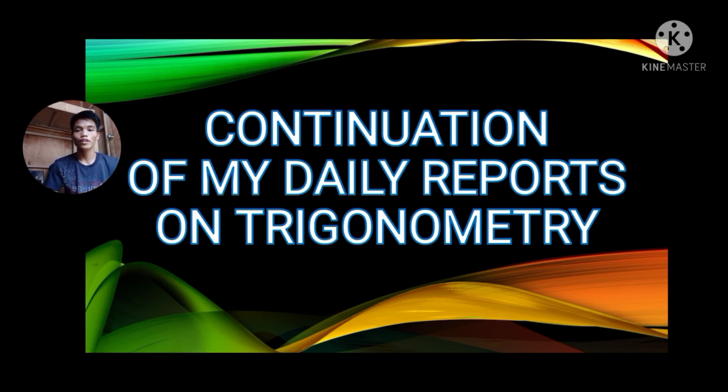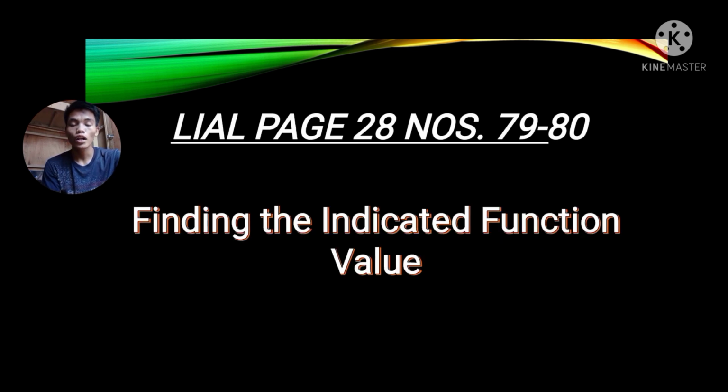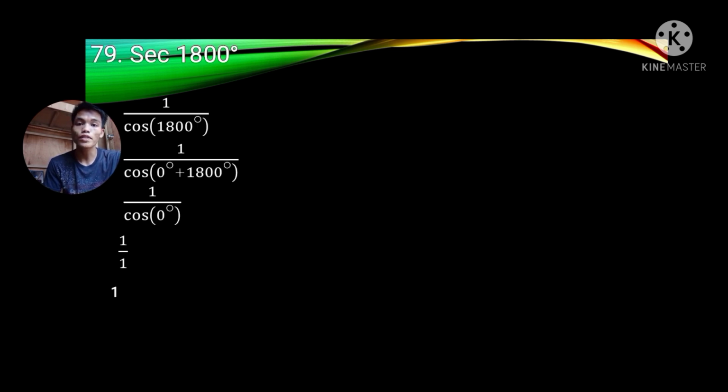Sir, good morning. This is the continuation of my daily reports on trigonometry, in which I am going to report to you my fourth and fifth report, wherein we can find it in Leal, page 28, number 79 to 80, and in page 60, example 4 and 5. And we are going to discuss first how we are going to find the indicated function value of the given situation. So first, let's go on to number 79.